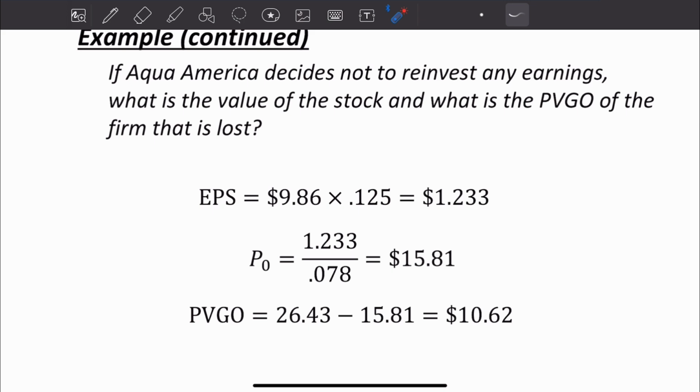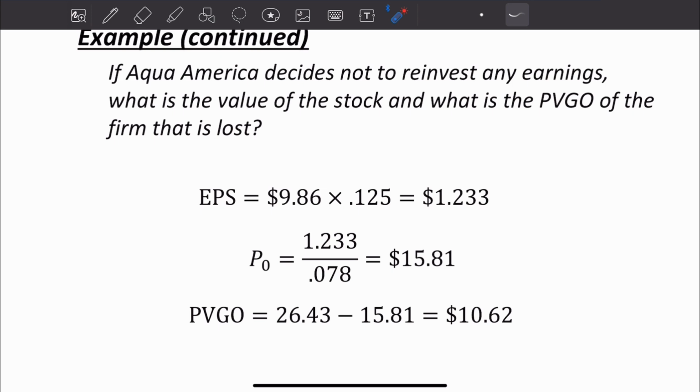We go back to the Gordon model. We use the $1.23 as the dividend, and we divide by R only, no G, because there will be no growth, because the company is not going to reinvest any of its earnings back into the business. Okay? There will be zero growth, no growth. So we go back to the formula that we talked about earlier, where we have constant dividends, no growth expected. Okay, and that gives us a price of stock of $15.81.